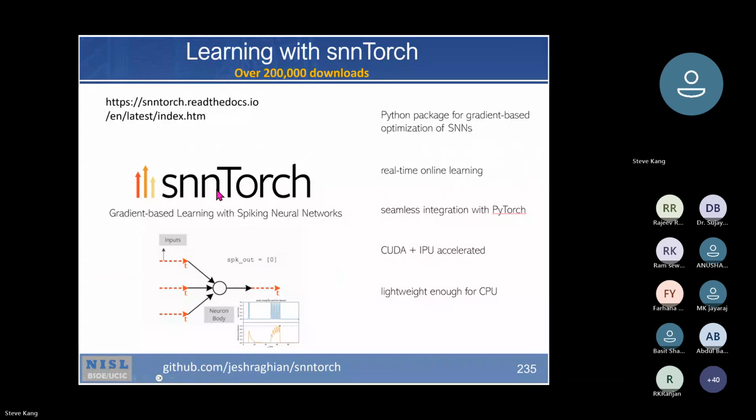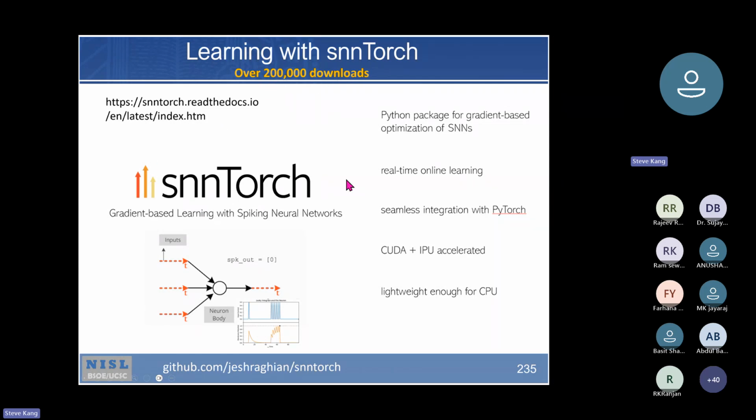So there is a software called snnTorch. My colleague at Santa Cruz, Jason Eshraghian, developed this snnTorch software for gradient-based learning with spiking neural networks. It is freely available from this site, snntorch.readthedocs.io, en latest index.html. It has been downloaded more than 200,000 times. I think right now maybe about 500,000 downloads.